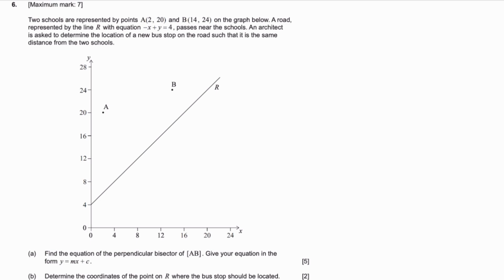In order for you to find the perpendicular bisector of AB, you're going to have to find a few things. Number one, you're going to have to find the midpoint. The perpendicular bisector, that word bisect means to cut in half. So that means that we have to locate the midpoint of points A and B. This is quite easy because you have the midpoint formula in the formula packet.